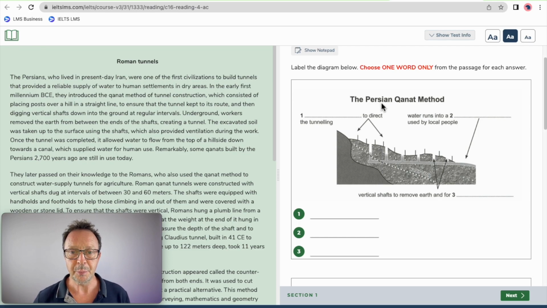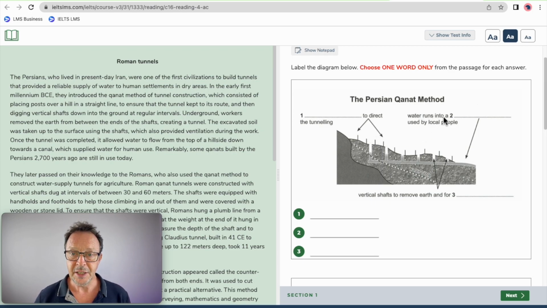So here we have the Persian Qanat method. I've got no idea what this is, except it looks like it's for tunneling or something. But we've got 3 questions here. Something to direct the tunneling. Number 1 looks like these things. So I don't know, a fence or a gate or something.